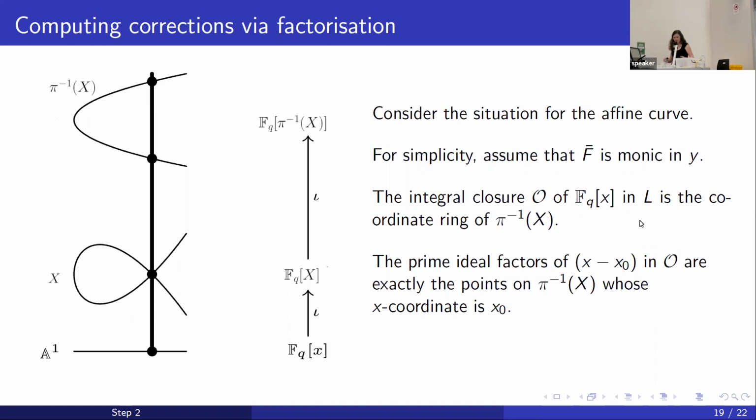Then what we will do is we will apply the Montes algorithm to factor the polynomial x minus x naught in the coordinate ring of the normalization of X. The maximal ideal factors that appear in that factorization are exactly the points on the non-singular curve that have that x coordinate. And in this picture, I'm assuming that the input f bar is monic in y, and because that singular point is the only point on X that has x coordinate x naught, those 2 points that I found in that factorization, those two maximal ideals, are exactly the 2 points lying over that one singular point.